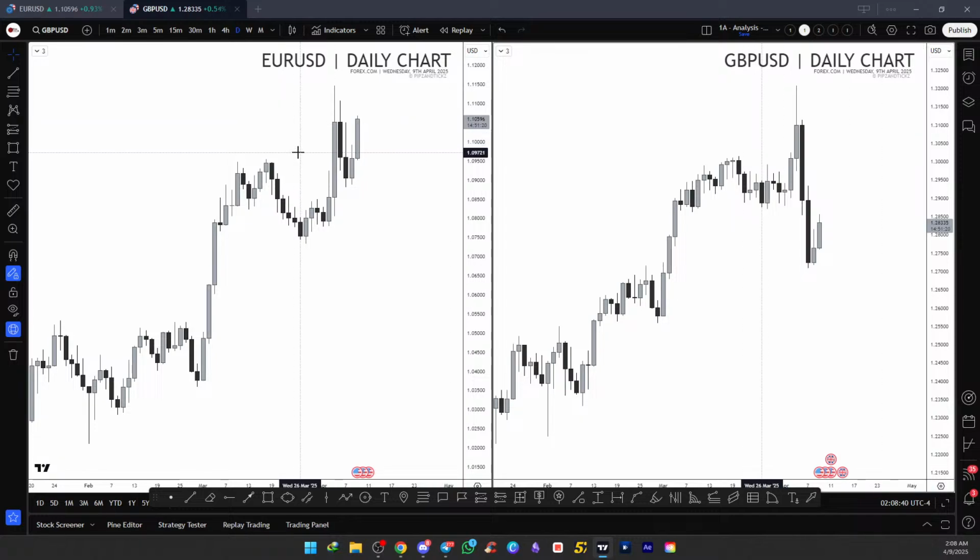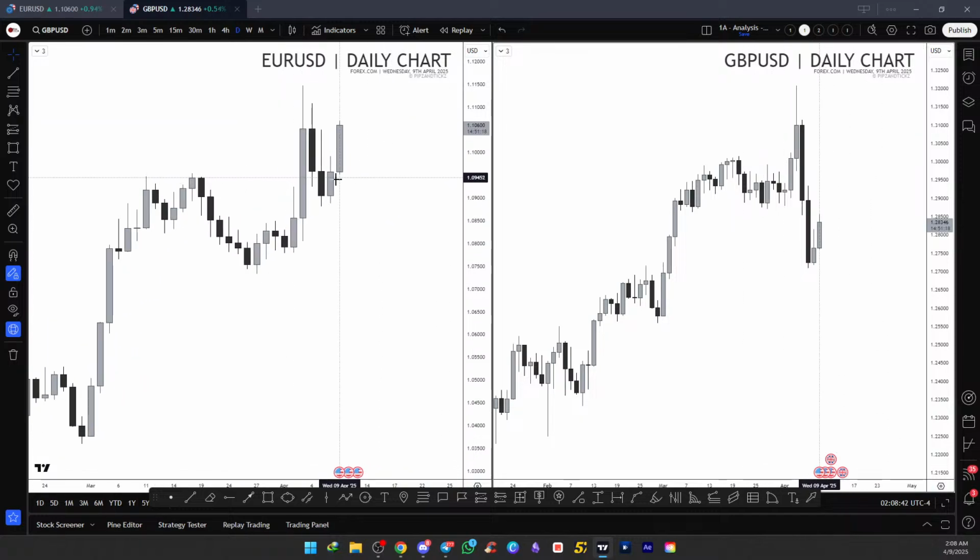So this is the daily chart. From the daily chart, we can clearly see that price is taking internal liquidity on the sell side, and it is moving for external liquidity on the buy side.